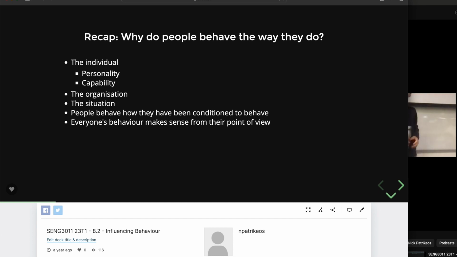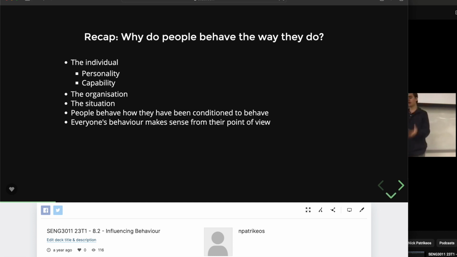People behave how they've been conditioned to behave. And this is the central premise of today's lecture: human behavior is really complex and irrational and complicated. Well, yes, from a certain point of view, but also people are quite predictable, and people behave how they've been conditioned to behave.